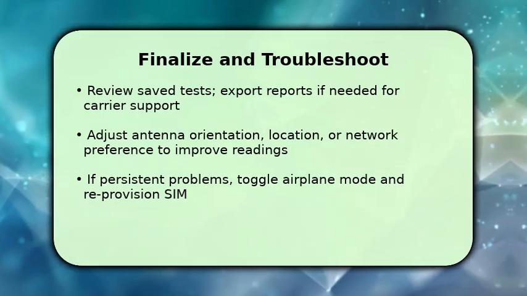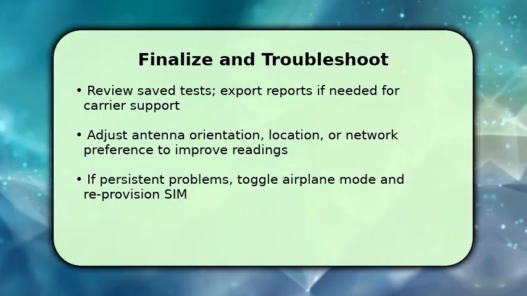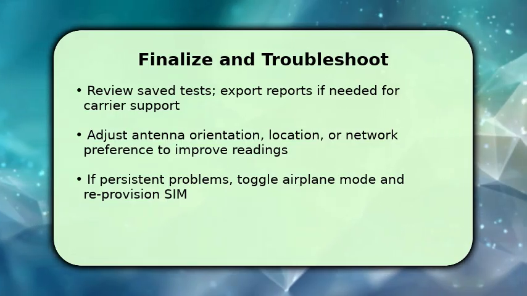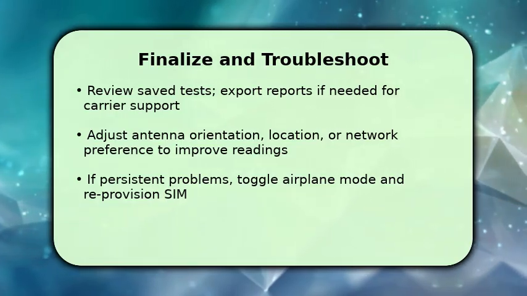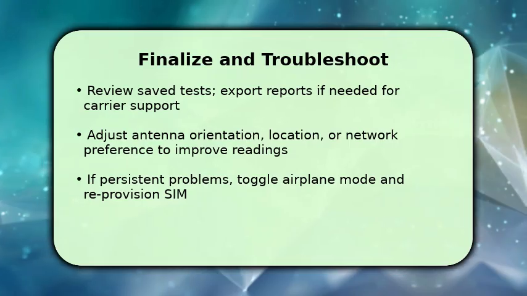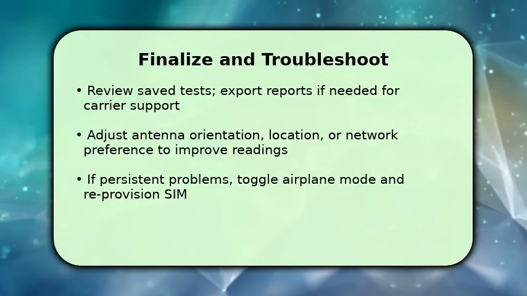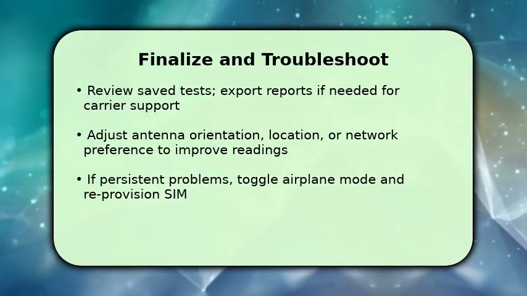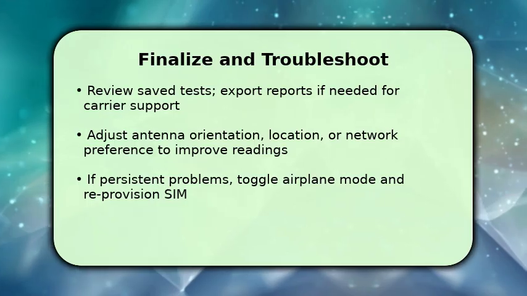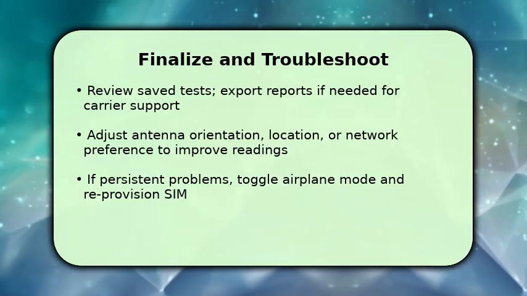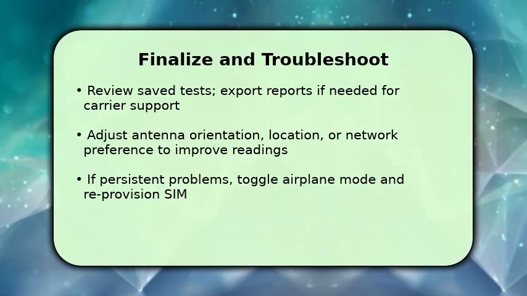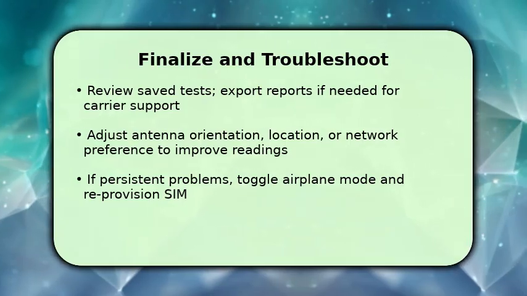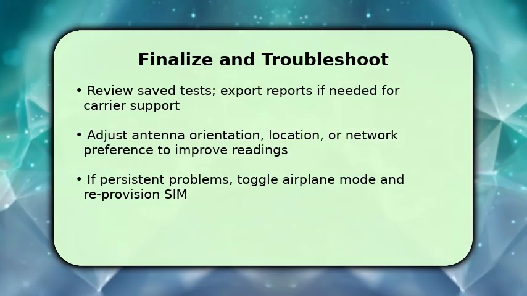If readings are poor, reposition the device, change orientation, or switch network preferences to force new cell selection and then retest. If problems persist, a quick troubleshooting step is toggling airplane mode to reset radio state and reprovision the SIM. If that fails, gather logs and contact carrier support with the exported diagnostics for a faster resolution.